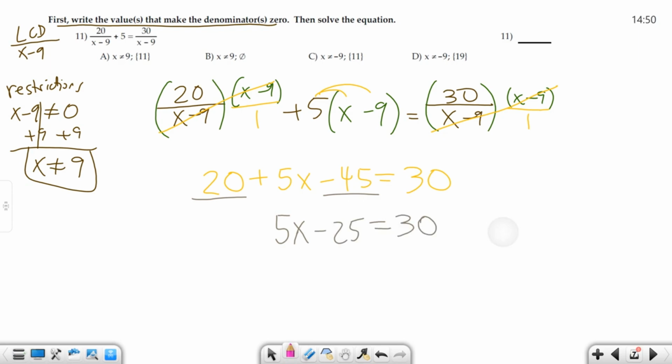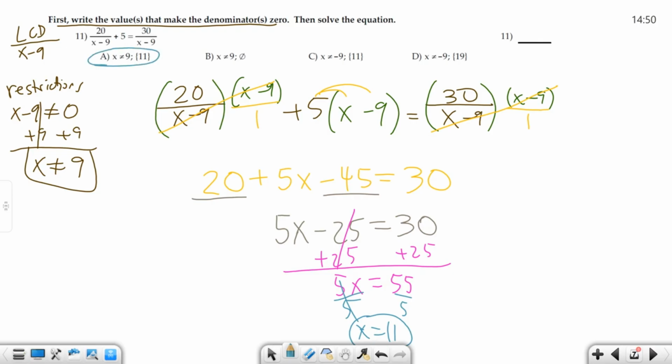And then what do I do? I'm going to add 25 to both sides. So 5x equals 55. And then finally, what do I do? I divide both sides by 5. And do I get 9? Right? Because we said we couldn't get 9. I get 11. And that means that's good to go. That's 11. So again, they put it in the solution set. So this is going to be A, where this part's here, and this part is here. So then A for number 11.